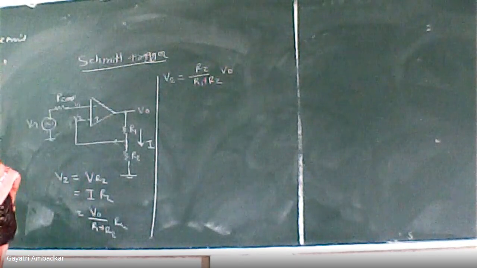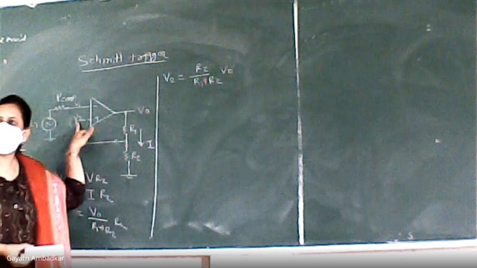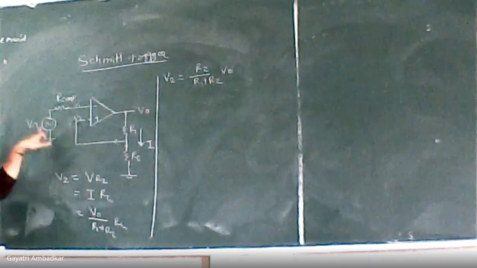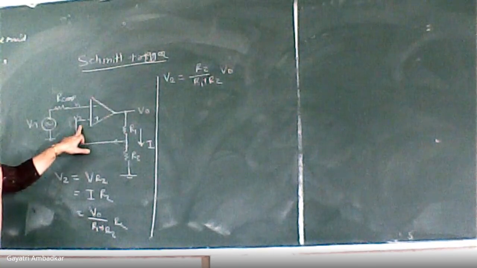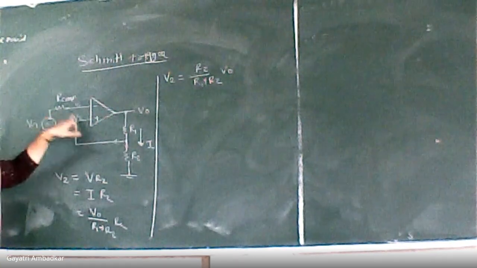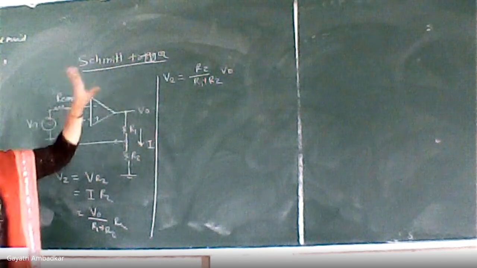Okay. This is my reference voltage. V2 is the voltage at this terminal 2. And now I am going to compare this input voltage with this. In Schmitt trigger, this voltage is getting compared with this voltage. What is V2? V2 is your reference voltage.